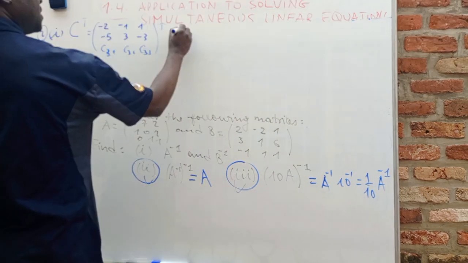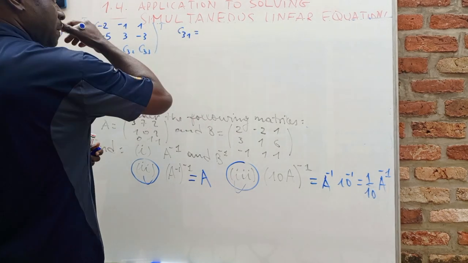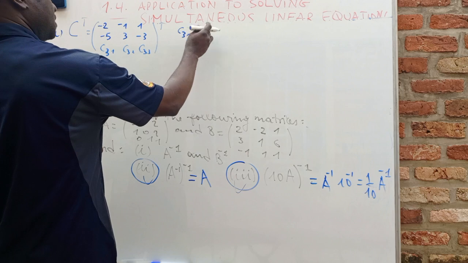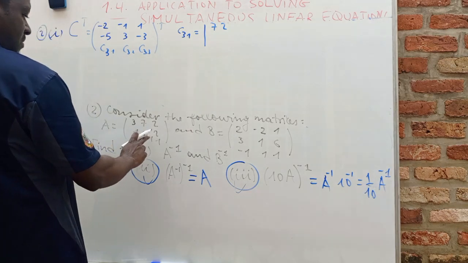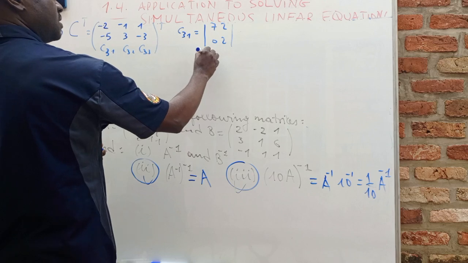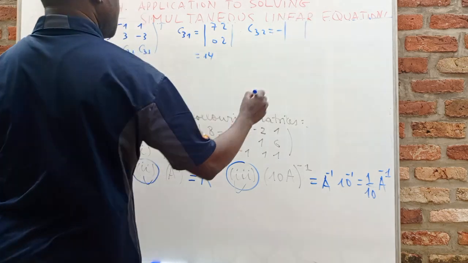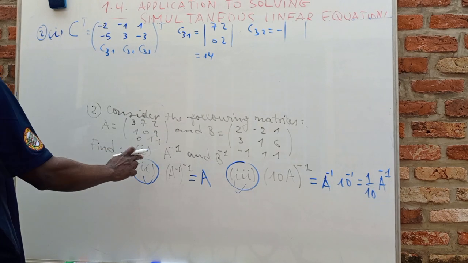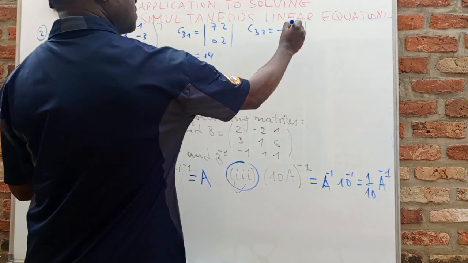Third row, also let me use this space. I'm going to find C31. It's going to be a positive power of 1. It will be an even power of negative 1. It is 1. Then the determinant of 7, 2, 0, 2 is going to be equal to 14. Okay, now C32. So now it is negative. It is an odd power of negative 1. So here we will have this row removed and this column removed. We are left with 3, 1 and 2, 2.